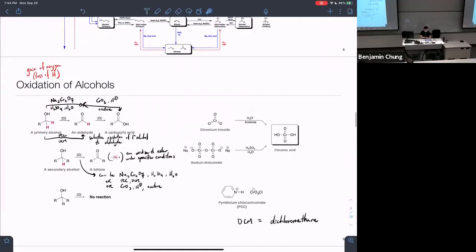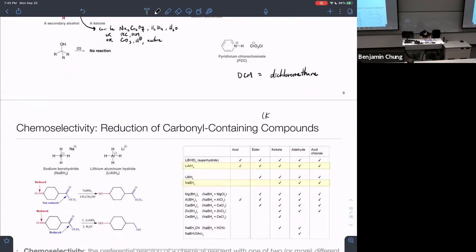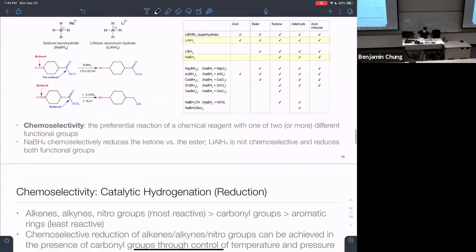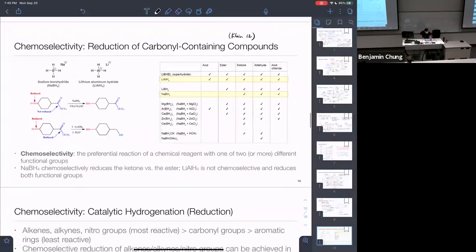Oh, I want to add that this is described in Klein 1210. And this is also Klein unit 12 as well. There's also one more reagent.